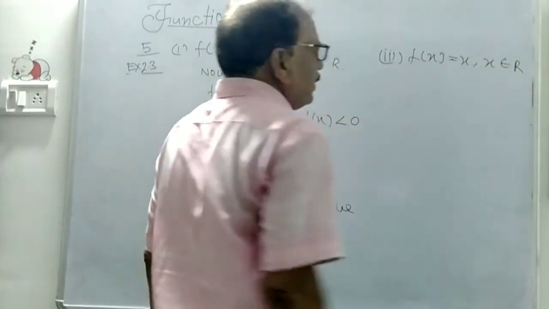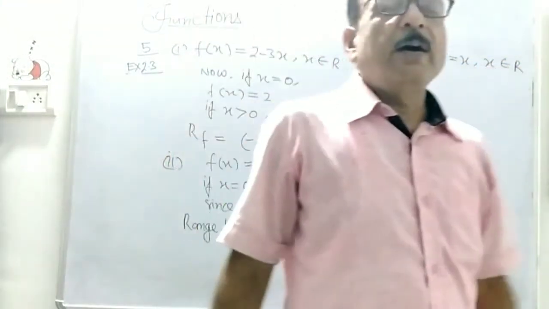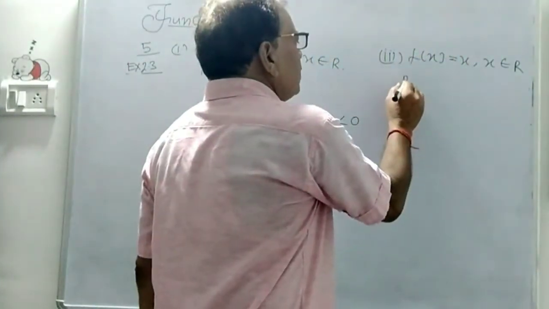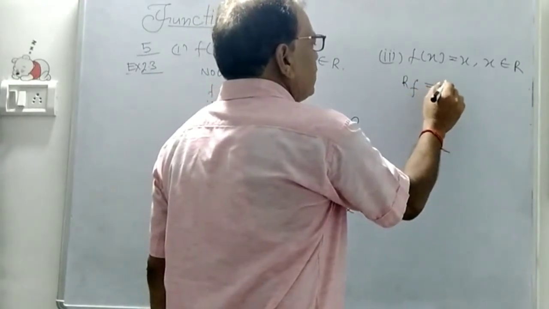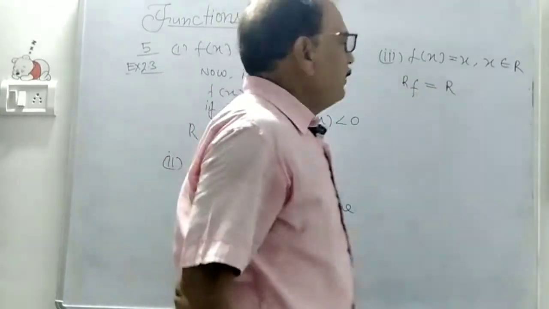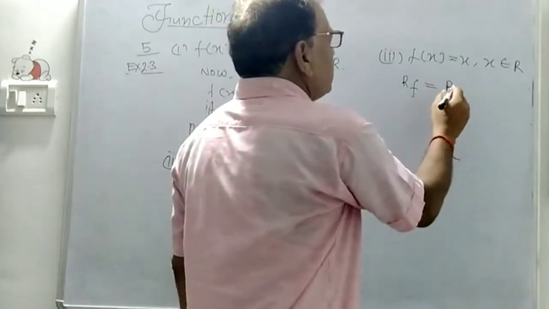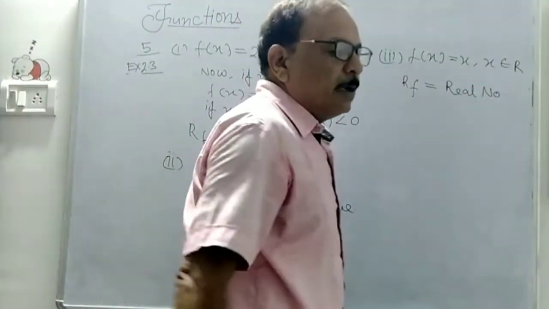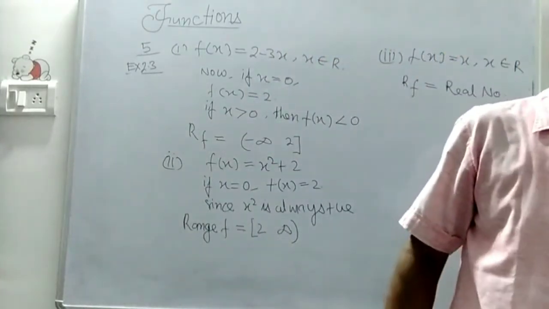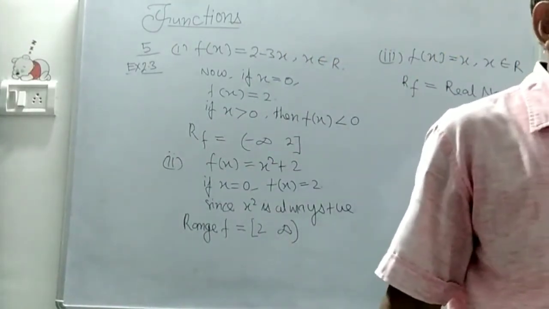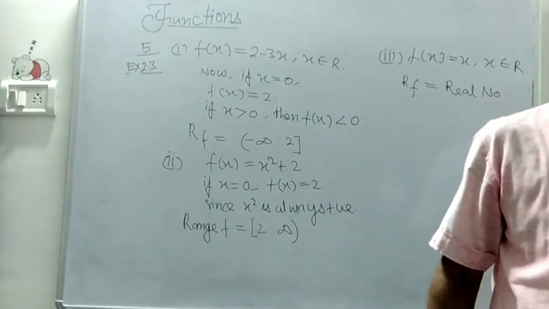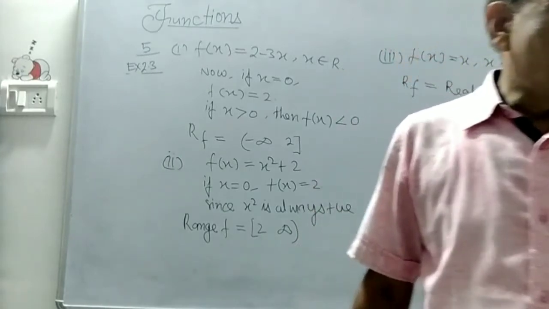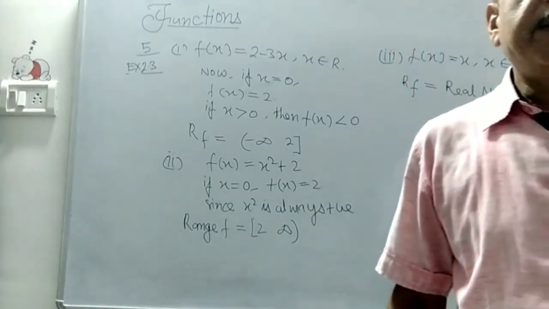x belongs to R. The domain is given R and the range is what? The range of this function is always R, the real numbers. So all the real numbers are the range of this function. x belongs to R, so the range of this function is all real numbers.